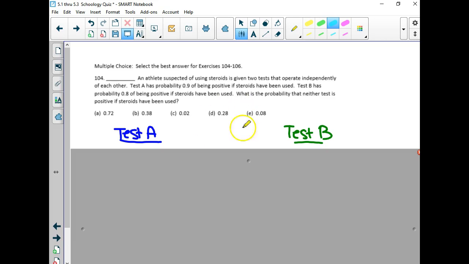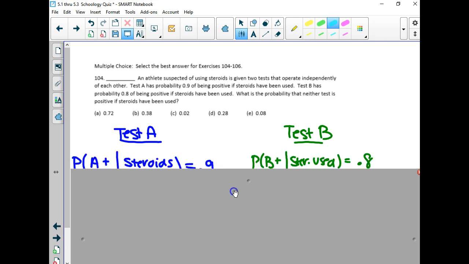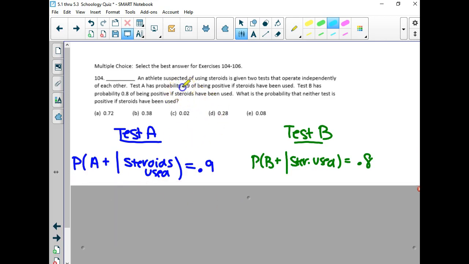All the scenarios they are giving me have dealt with someone being positive, with different tests, and it's given that steroids have been used. So the first one here, 0.9. Test A has a probability of being positive if steroids have been used of 0.9, so that's 90% of the time. The probability that if steroids are used and B is positive is 0.8, so 80% of the time.